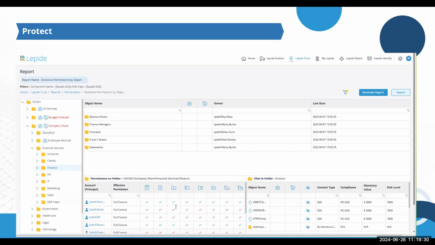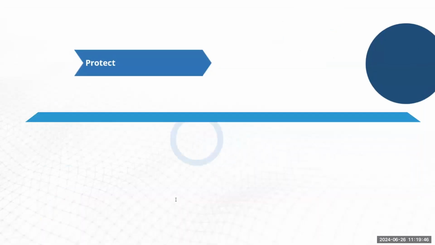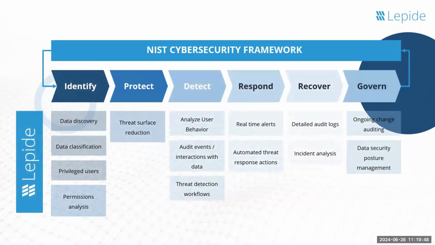And by doing all of these things, combining quick wins like open shares, inactive users in AD, but also some of the more intelligent stuff like user behavior and access, we can really help to reduce our overall threat surface and help improve our data security posture. And once we've done that, that's usually what we like to start with. We get that threat surface down, reduce your risk, and then we can move on to the detect phase.